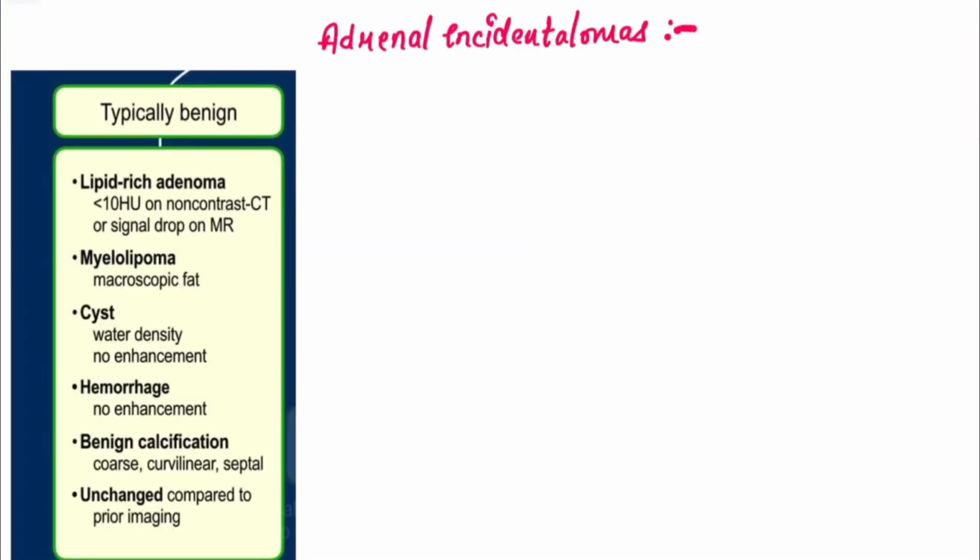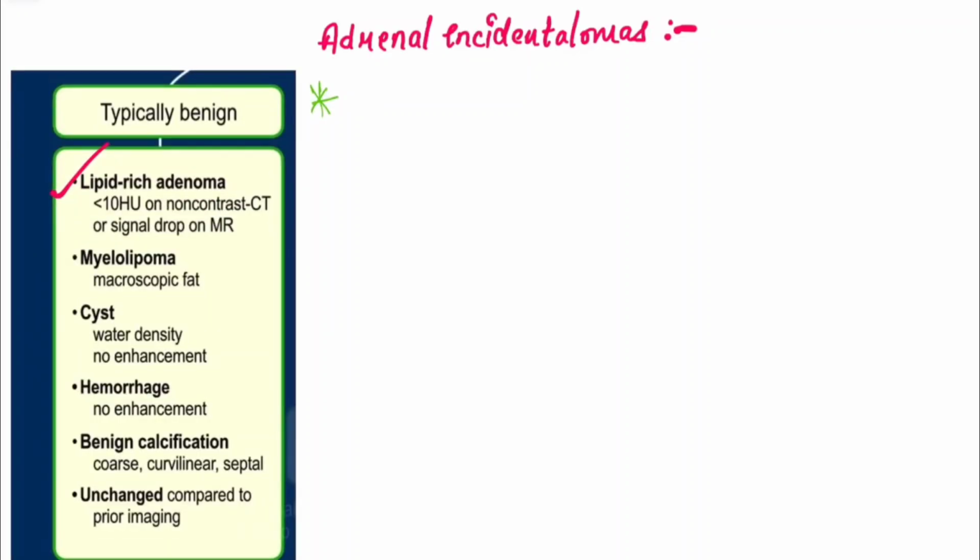Let's first look at the typically benign adrenal incidentalomas, which don't require any further imaging follow-up. So they are basically typically benign. The first is lipid-rich adenomas, because their HU on the non-contrast CT images itself is less than 10 HU, or they show signal drop on opposed phase MR images. We'll discuss this later. So first is lipid-rich adenomas.